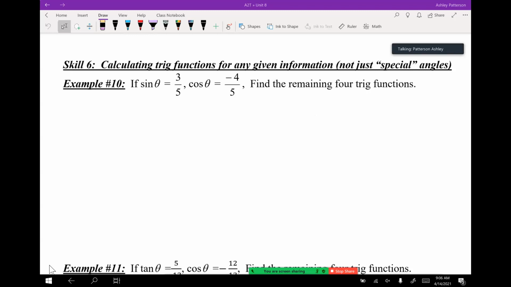But what if it's not a special angle? Eek! No solution. Nice try. No, there's just a different way to approach it. So take a look at example number 10 with me, please.